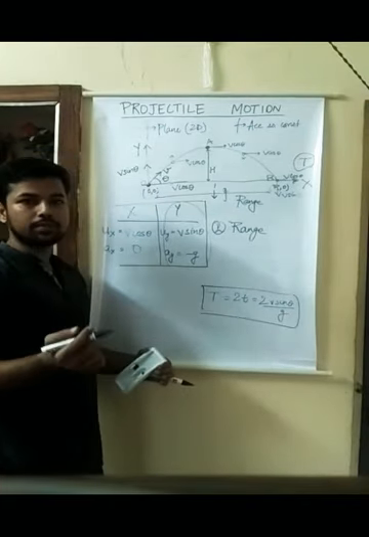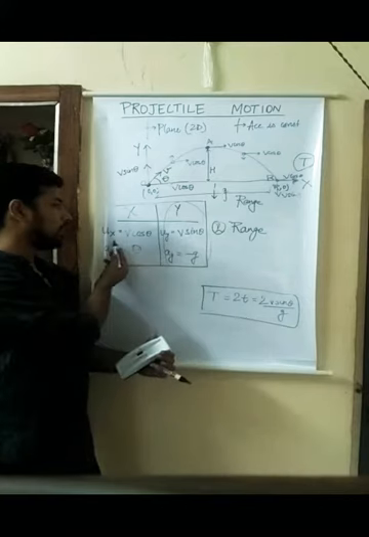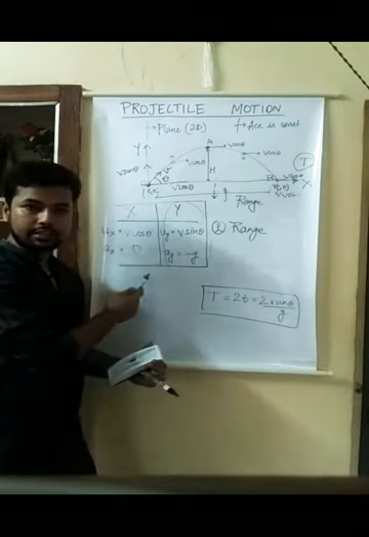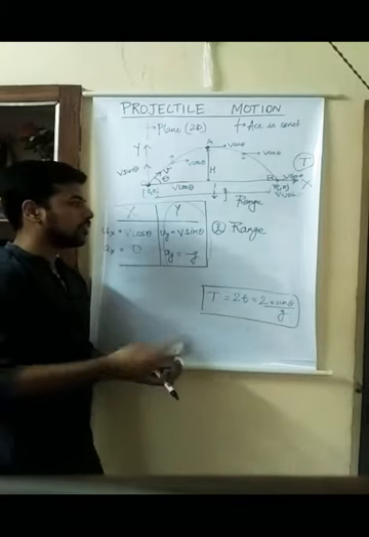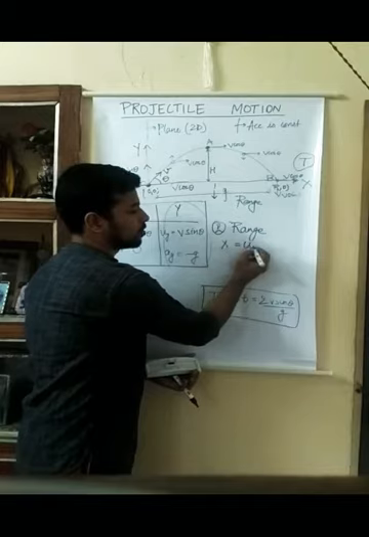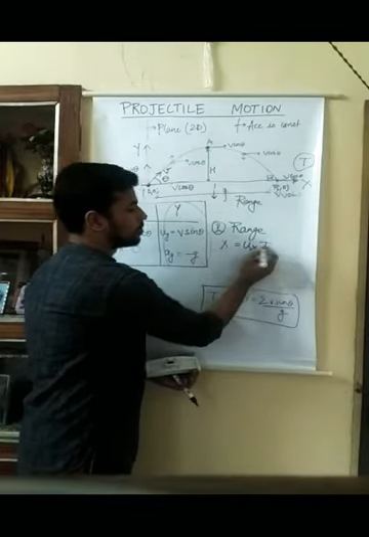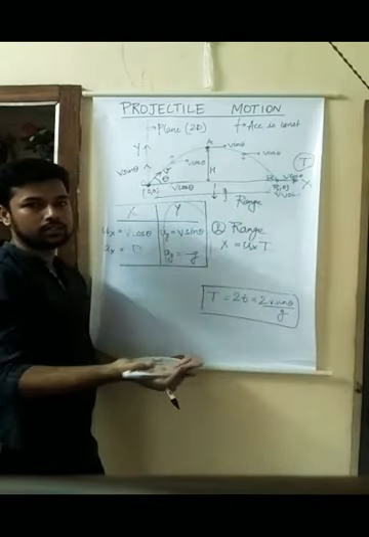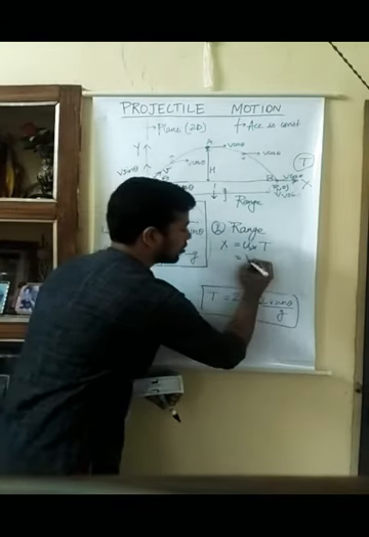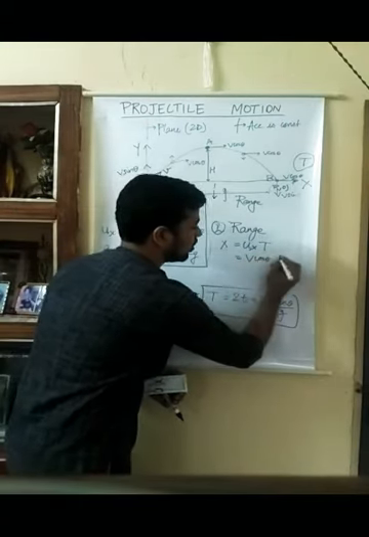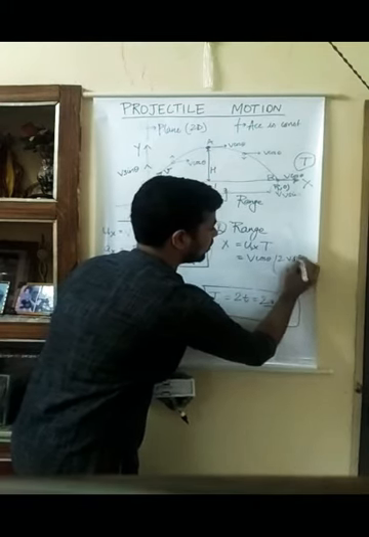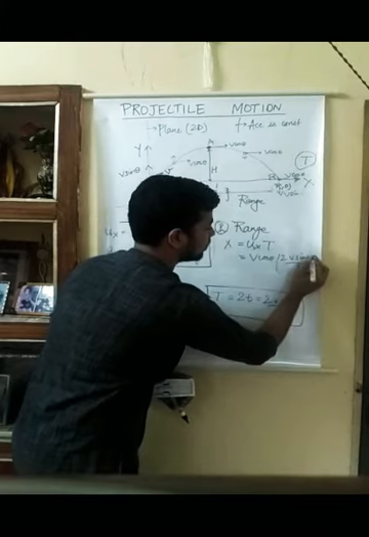Deriving range is fairly simple. You already know that your x velocity is v cos theta. There is no acceleration in the x direction. So the distance covered in the x direction is equal to the velocity in x times the total time of flight. So this would become v cos theta into 2v sin theta by g.